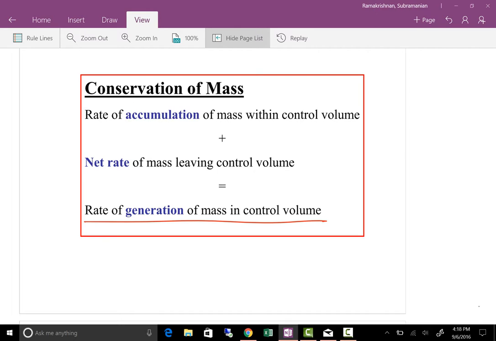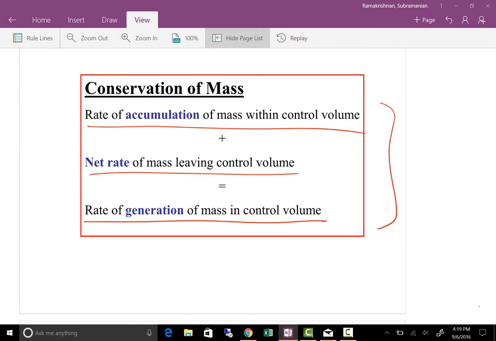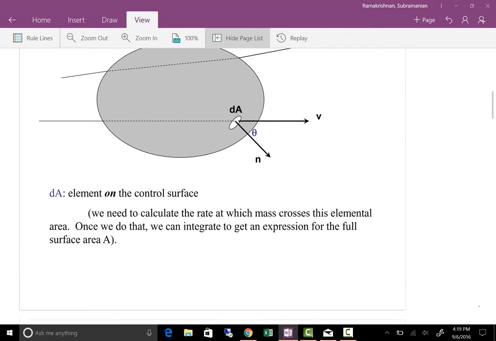So again, for any problem, please write down the statement of the mass balance, and your goal is to evaluate it term by term. So your goal is to evaluate what is the rate of accumulation of mass, what is the net rate at which mass leaves, and what is the rate of generation of mass. This is your starting point, so please memorize the statement of your mass balance. You've got to write it down and evaluate it term by term. So let's go ahead and do that.